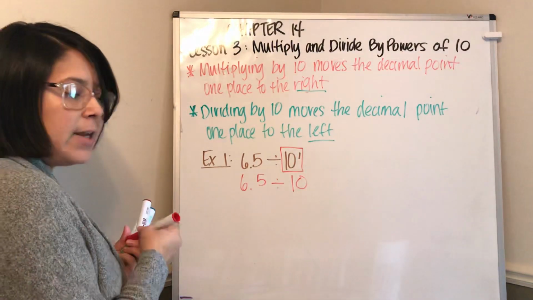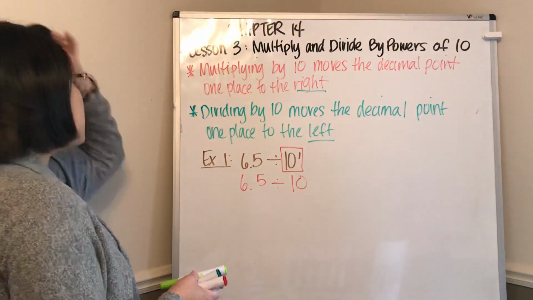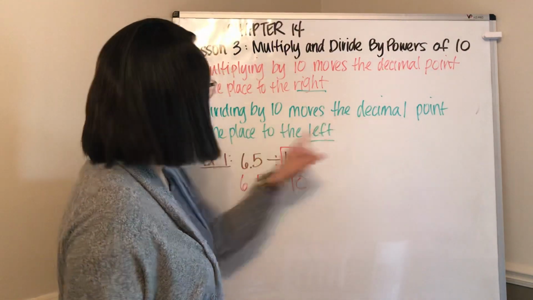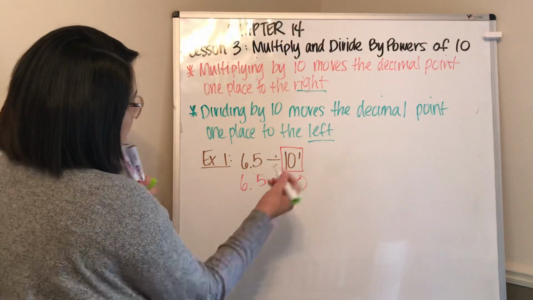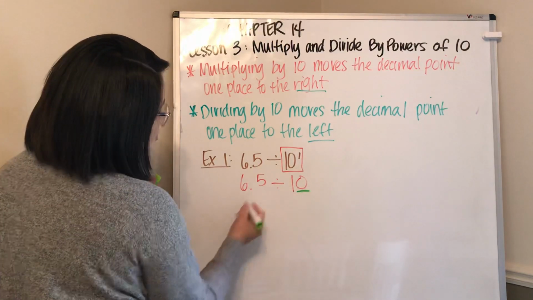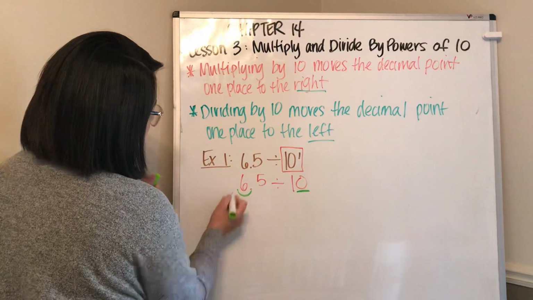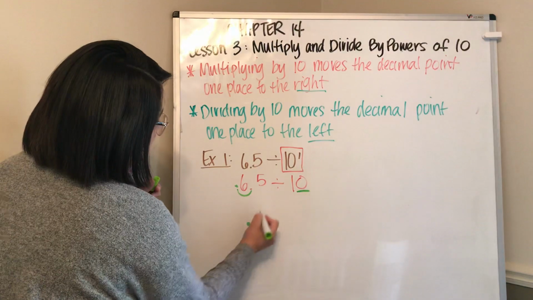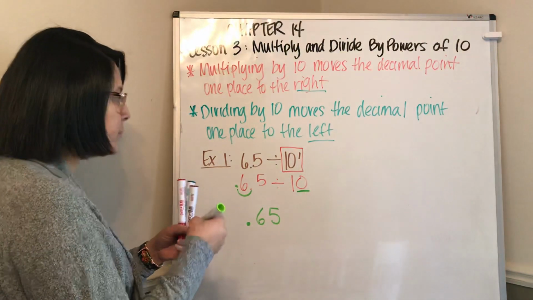Okay, then it says that dividing by 10 moves the decimal point 1 place to the left. So that means that I only have 1 zero, so I'm going to move it to the left 1 place. Okay, so then my decimal point is going to be there. So I have 0.65 is going to be my answer.